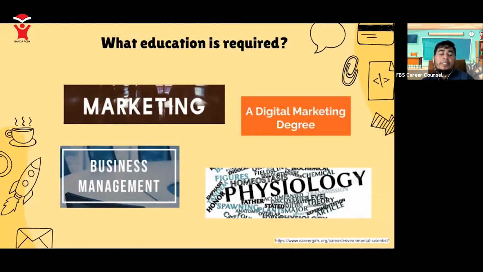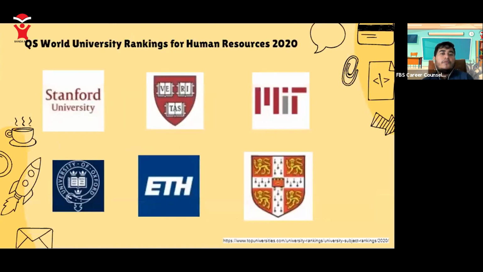Business management is also a very broad field. You can be the manager of the human resources, and it also involves marketing. And then there are some universities that, according to the QS World University Rankings for human resources 2020, the first one is Stanford University in the USA. After that, Harvard University, MIT, University of Oxford in the UK, ETH, and also one in Singapore.